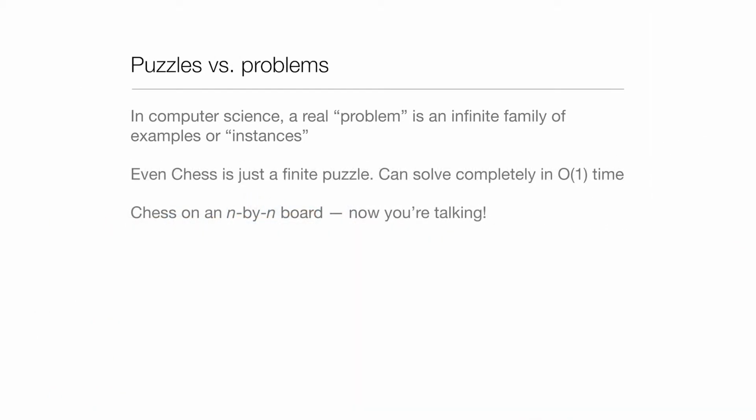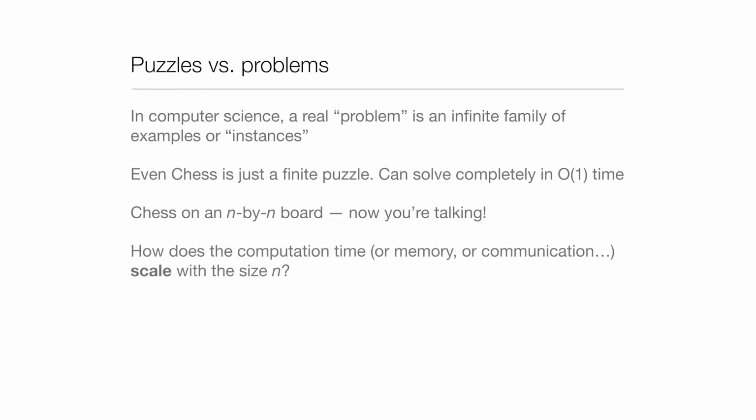On the other hand, if we generalize chess beyond the traditional 8x8 board to an n-by-n board, a board that could be of any size with all kinds of extra pieces on it, now you're talking. Now a computer scientist would say, that is a real problem, and now we'd like to know, how does the amount of effort we need to play this game perfectly grow with the size n? How does it scale?